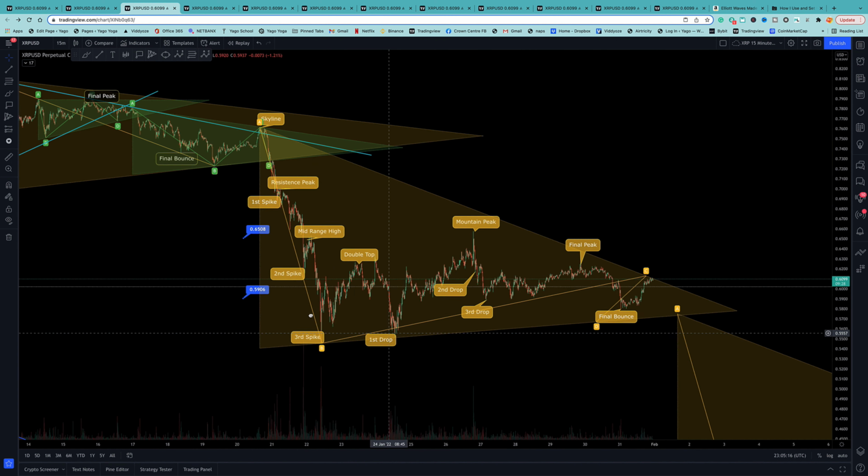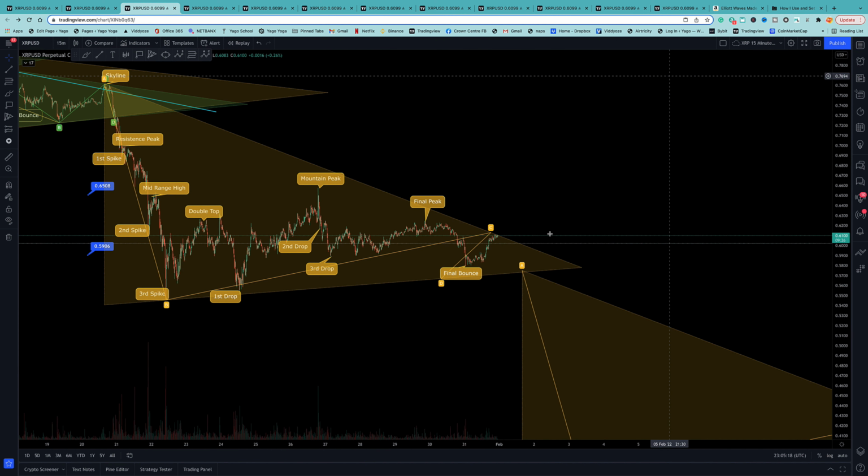So if I'm going to go long here, I'm going in at the third drop or final bounce. I'm not going in when I've got confirmation, which is what most people do. Why do they do that? Because they don't understand confluence and they don't have confluence. So they have to wait for confirmation.